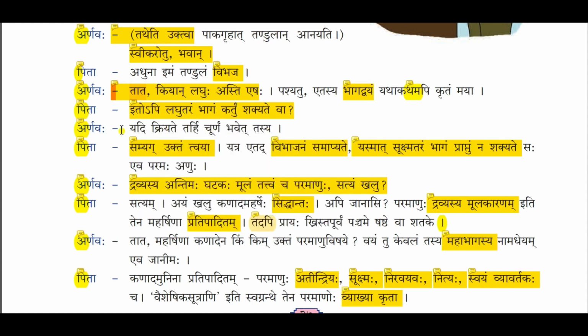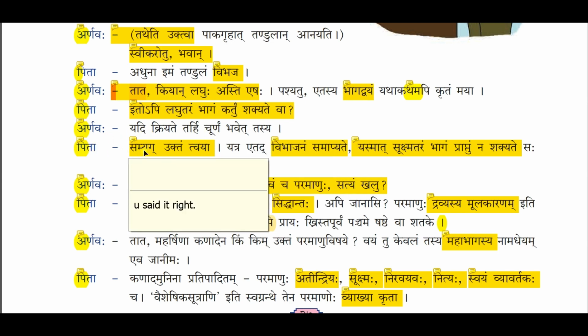Then Arnav said, yadi means if, kriyate, if it is done, tarhi, then churnam bhavet tasya. Churnam means powder. Bhavet means it turns. Then it will turn into powder. अगर मैंने ऐसा किया तो ये powder बन जाएगा. Then what did father say? Samyak uktam tvaya. Samyak means right. Uktam means said. Tvaya means by you. Rightly said by you.